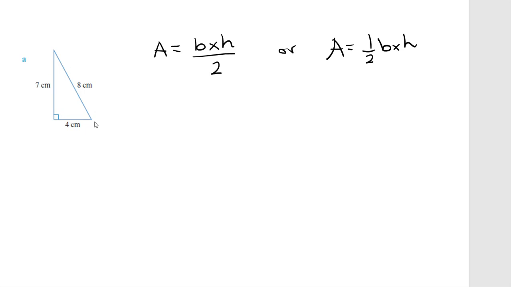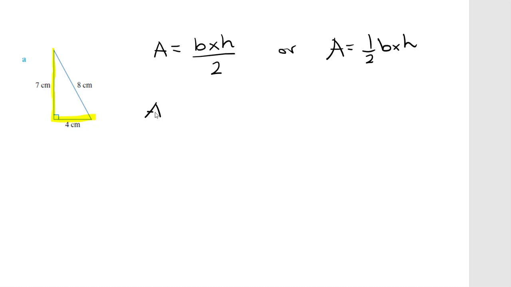So if I have a look at the 3 numbers, I don't need to use all of them. Any of these can be my base, but which side has a perpendicular line? I can see that the 4 centimeters and that little corner there, that 90 degrees is giving me a hint. That 4 centimeters and that 7 centimeters, they are perpendicular. They form 90 degrees, they make my L shape, so that is my base and height. I don't need the 8.